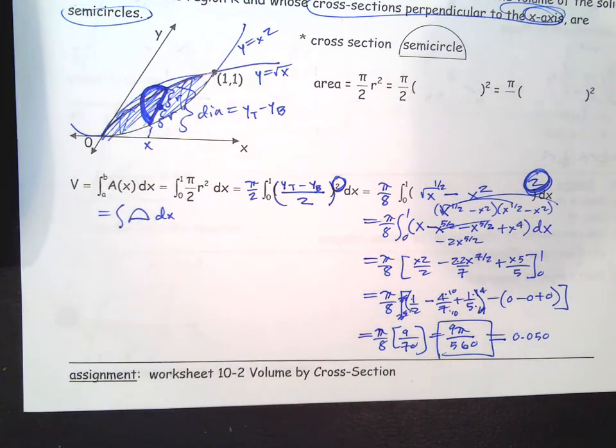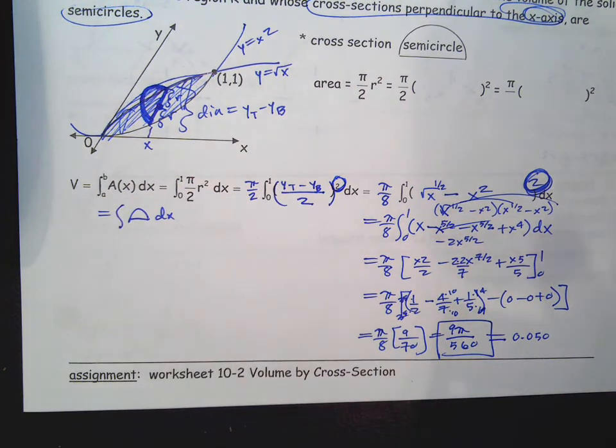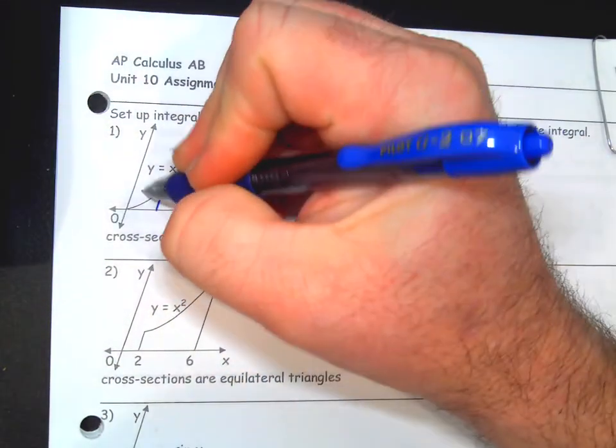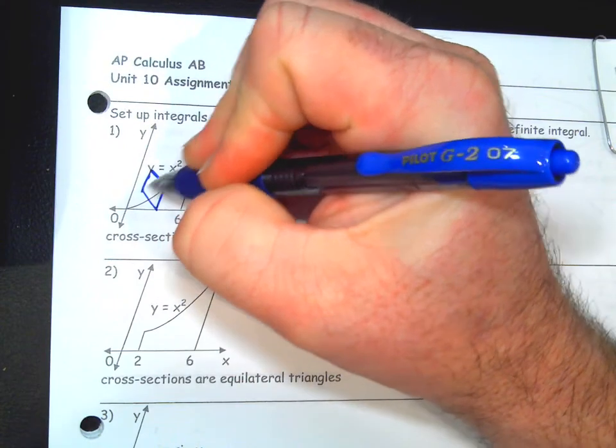Okay, so that's what we're going to be trying on today's assignment, which is a worksheet. And all of the cross sections on today's worksheet will be vertical cross sections, so you don't have to worry about any horizontal slicing yet. I haven't showed you guys how to do those yet anyways. And conveniently, these graphs are already drawn for you. So you should just draw one slice to help you set it up.